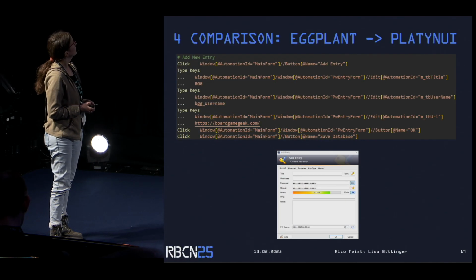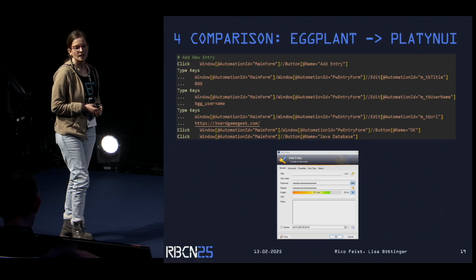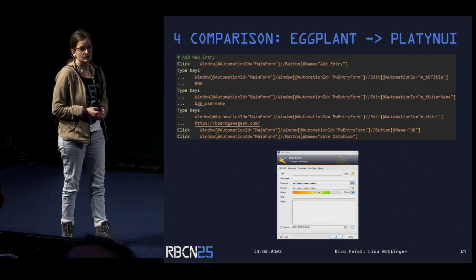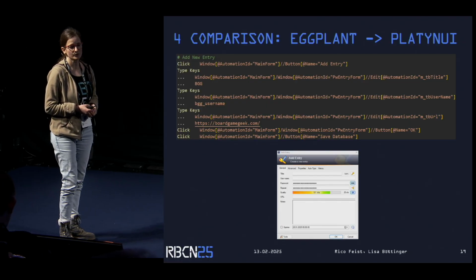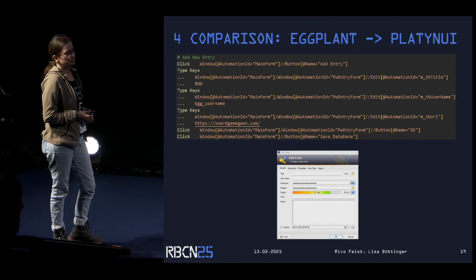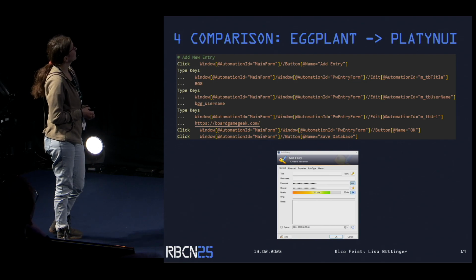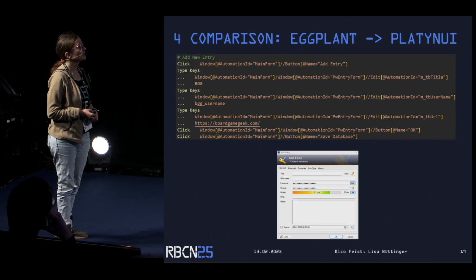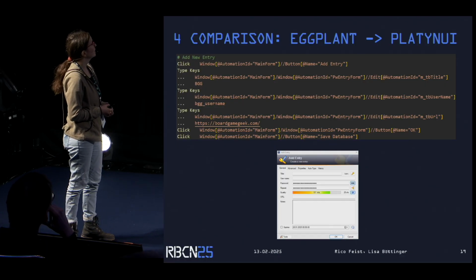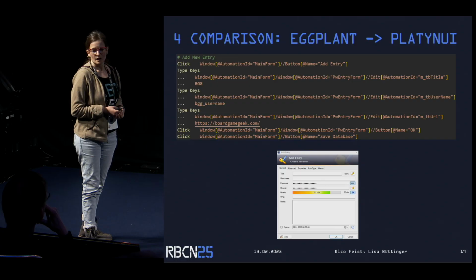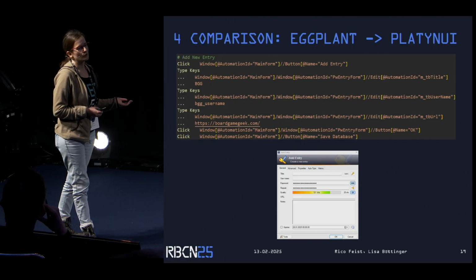And this is a simple code for the PlatynUI. Here you don't have to explicitly wait for the window. PlatynUI does this for you in the background. You have to search for your edit fields. They all have automation IDs, and the OK button is searched by name. And this is a very robust solution and needs only a little maintenance.